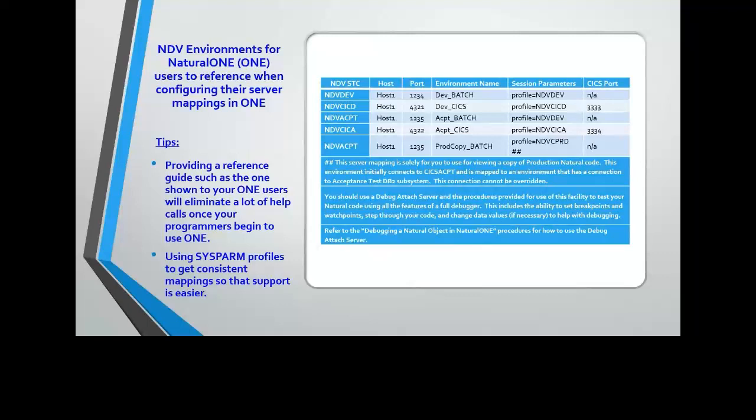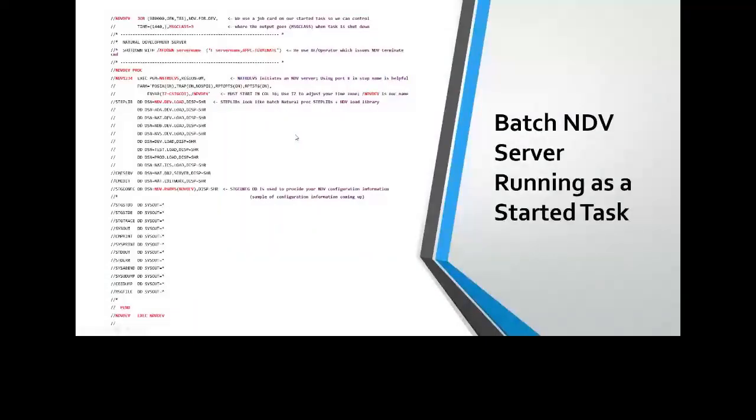You may or may not be able to see this clearly. What I did in this presentation is I made the text that you see on this screen, which is a sample of a batch Ndv server that we have running as a started task. And I've highlighted some of the things that you need to make sure you configure. When you download the slide deck, you'll be able to actually grab the text. It is a text box.